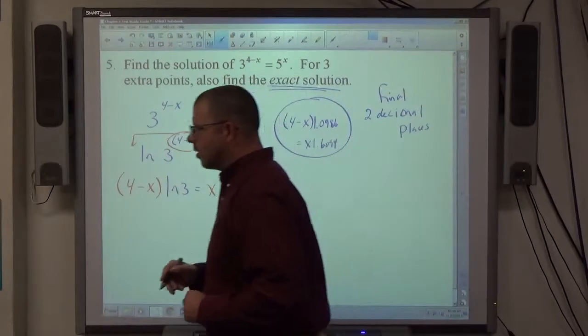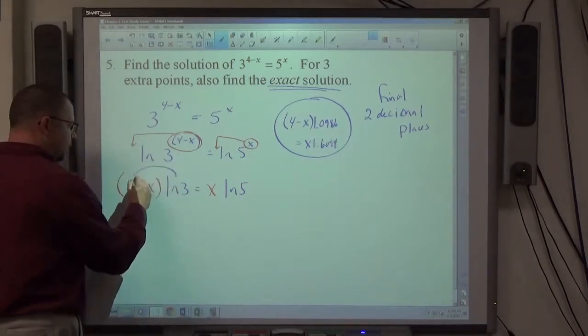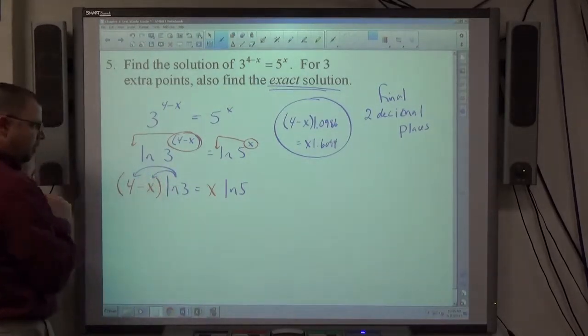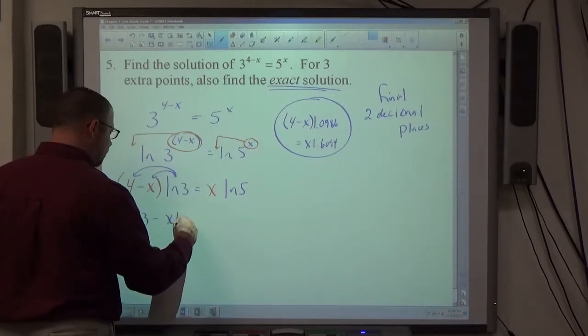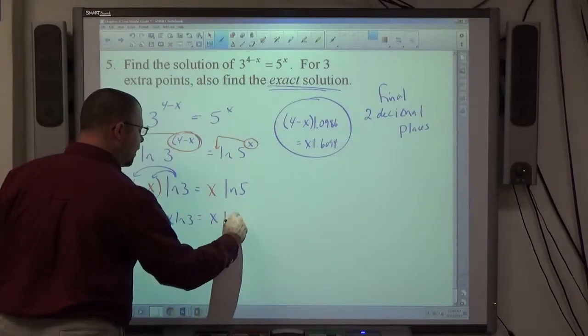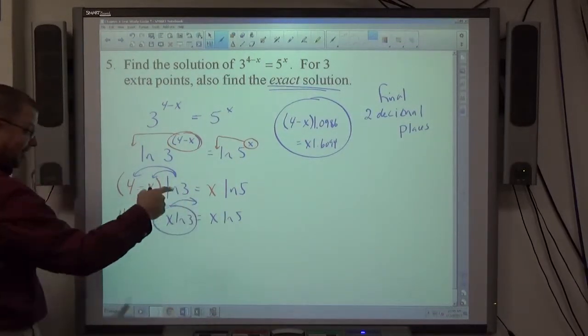If you want to get the exact answer, keep ln 3 and ln 5 in the problem as we go. This distributive property gets me 4 ln 3 minus x ln 3 equals x ln 5. I'd move the x ln 3 over to the right-hand side to get the x's together.